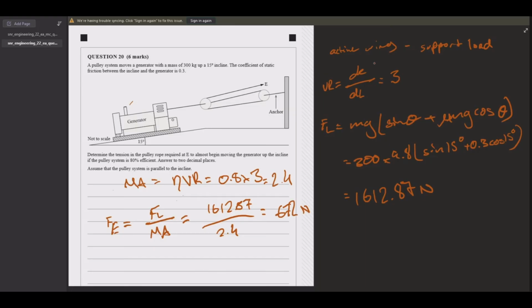Did it say answer to 2 decimal places? Of course. The one time I round, it wants me to do it to 2 decimal places. Okay, let me grab up the marking scheme.